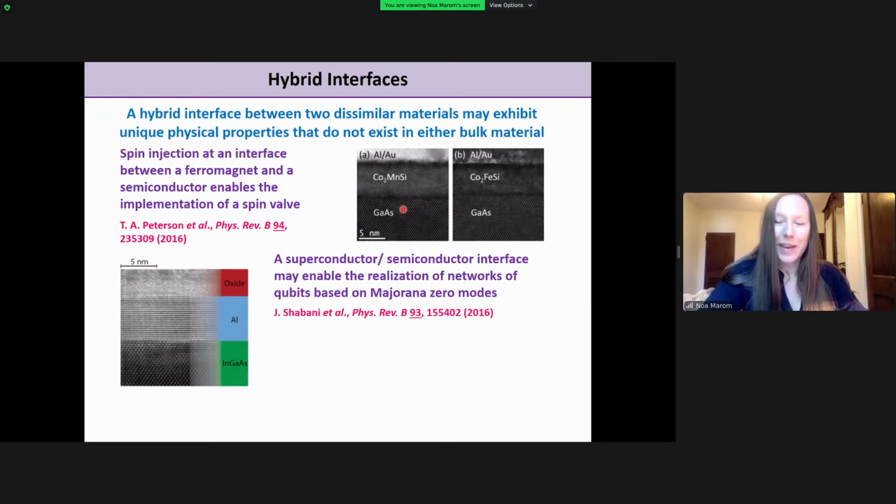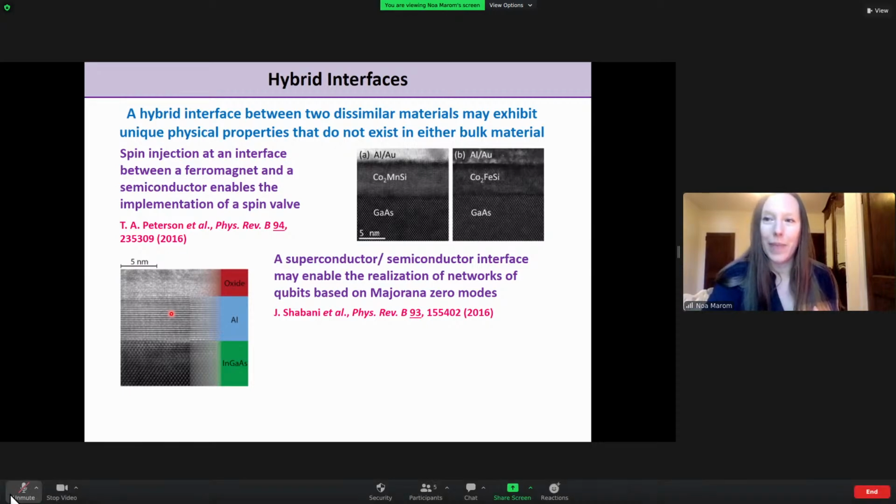So the topic of my talk today is first principles simulations of hybrid interfaces. And what do I mean when I say hybrid interface? That means an interface between dissimilar materials, like a semiconductor and a magnetic material, or a semiconductor and a superconductor. And the nice thing about these interfaces is that when you put these materials together, you can get physical properties and functionalities that you can't get out of any of these materials separately. So having an interface between two materials allows you to achieve unique functionalities.